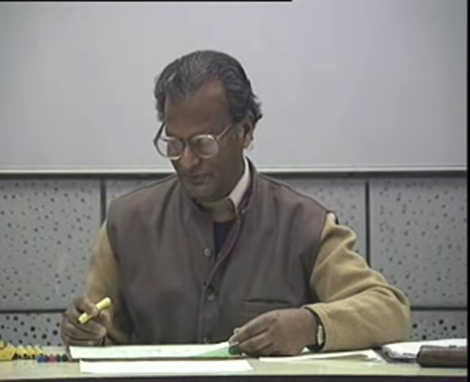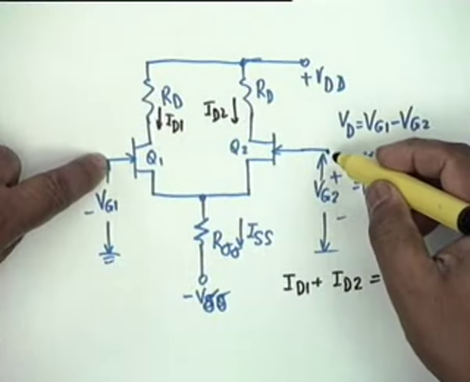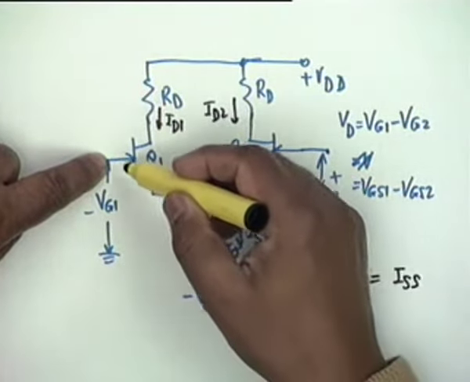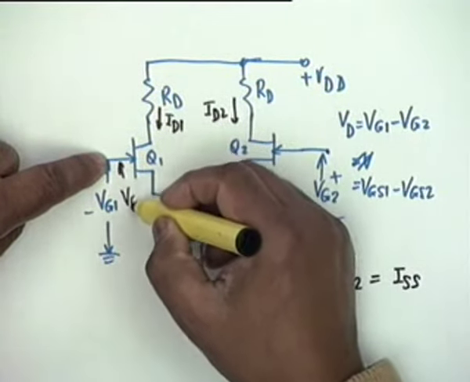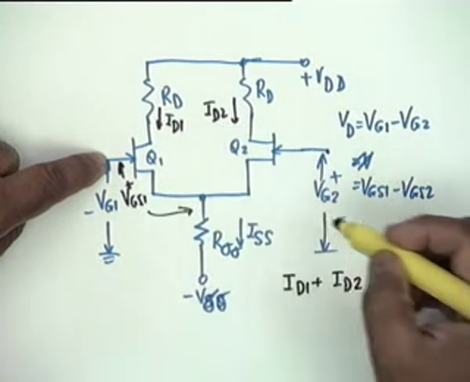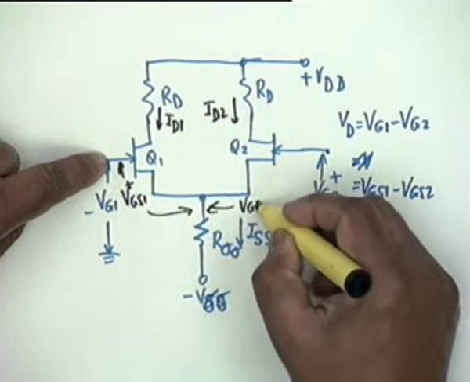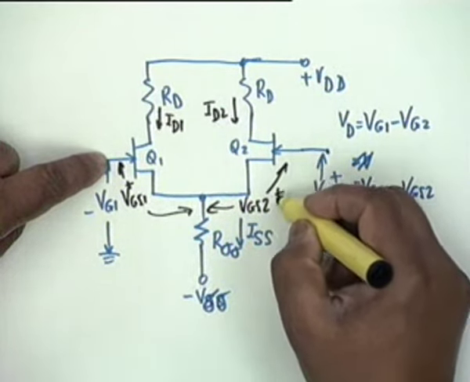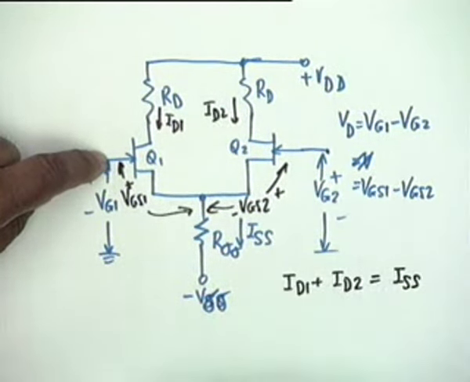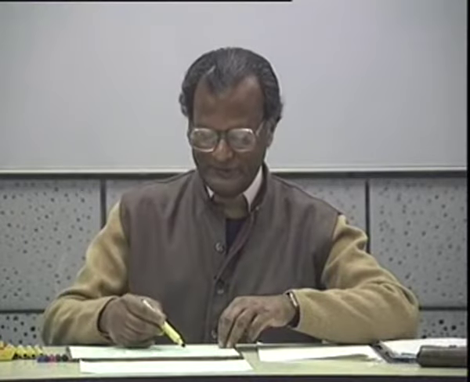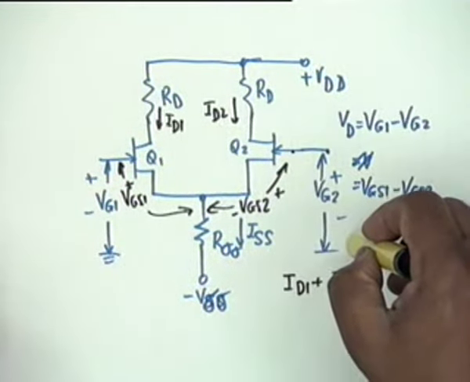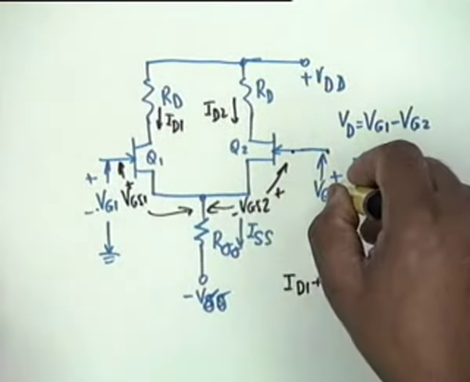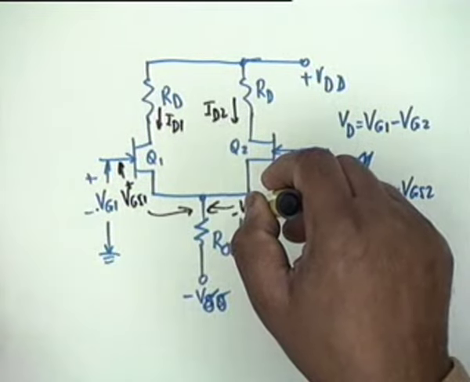Please tell again why VG1 minus VG2 is VGS1 minus VGS2. Because this point is common. So it is VGS1 minus VGS2. This is VGS1 plus minus, VD is equal to, and this is VGS2 plus minus. So it is the difference between the two. If I write KVL, VG1 would be equal to VGS1 minus VGS2 plus VG2, and therefore VG1 minus VG2 is equal to the difference between these two voltages.